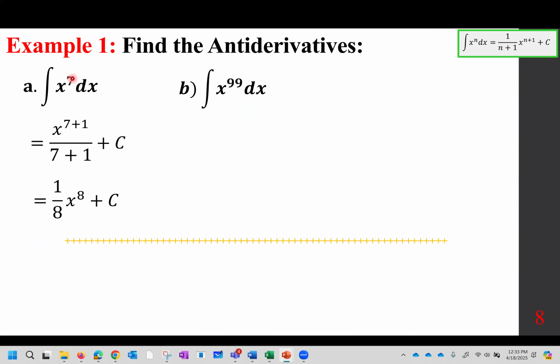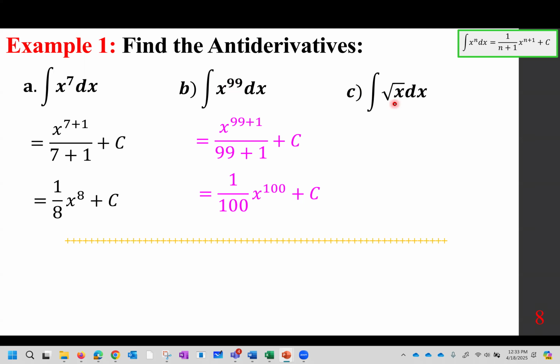What about this one? You add 1, you get 100. So 1 over 100, x to the power of 100, and a constant. Now, what about this? As you recall, in the case of differentiation, we had to change it to x to the power of 1/2. Exactly the same thing here. So you add 1 and you divide by it. So 1 over 1/2 plus 1, x to the power of 1/2 plus 1, and a constant.